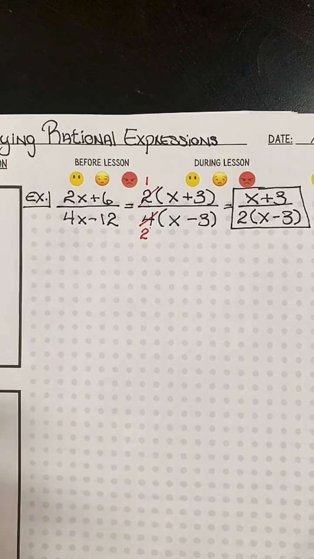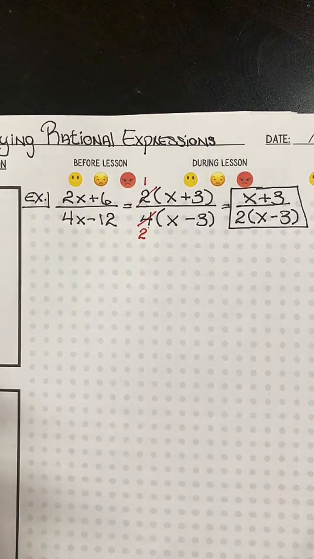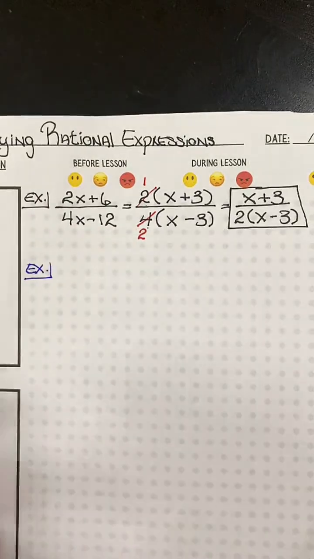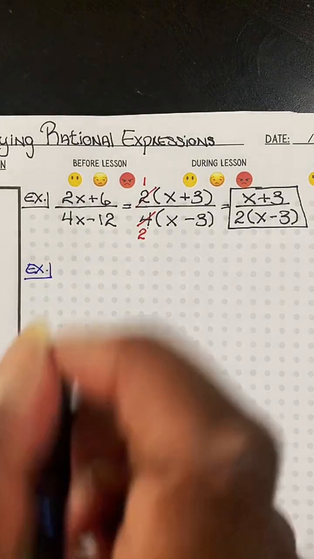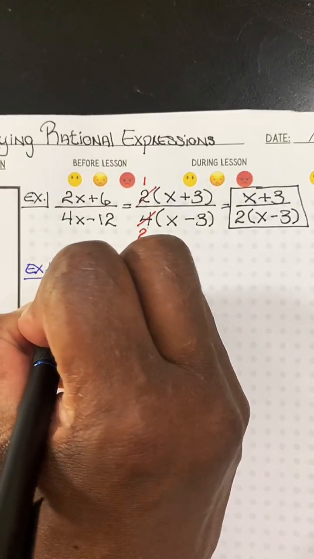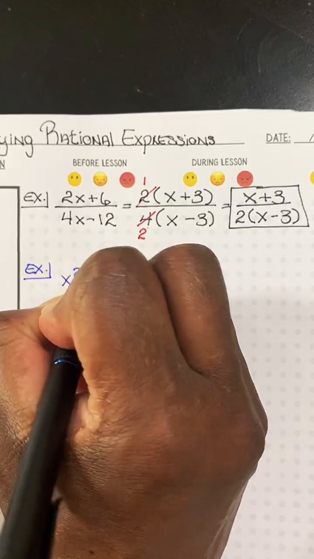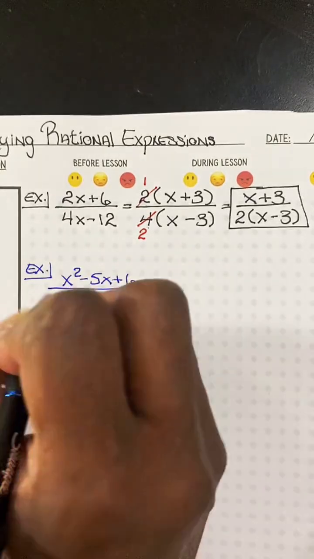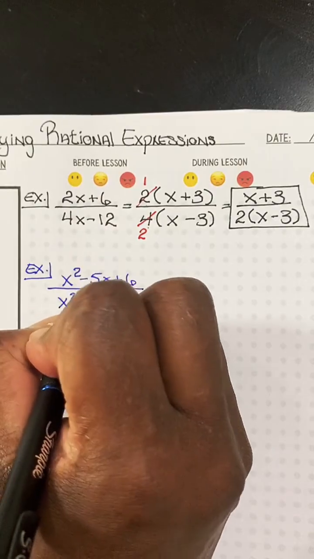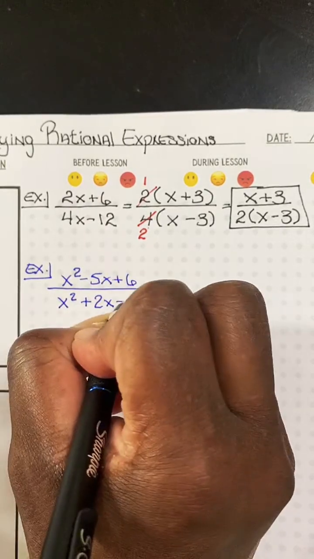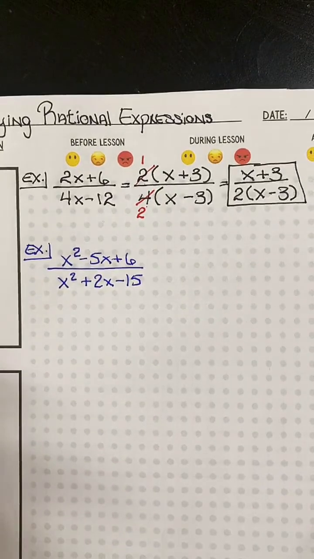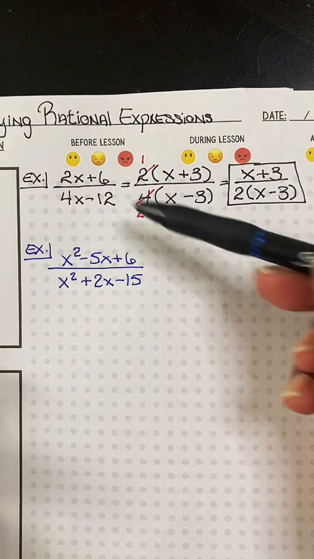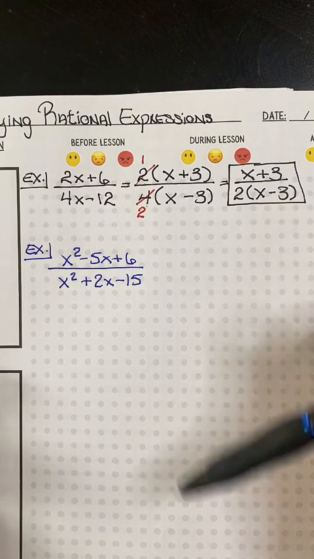I'm going to see if I can shrink that down just a hair. All right. Here is another one. Right now we're just working on simplifying rational expressions. So if we have x squared minus 5x plus 6, and then we have x squared plus 2x minus 15. All right, so we do not have a binomial being divided by a binomial. Now we've got a trinomial divided by a trinomial.